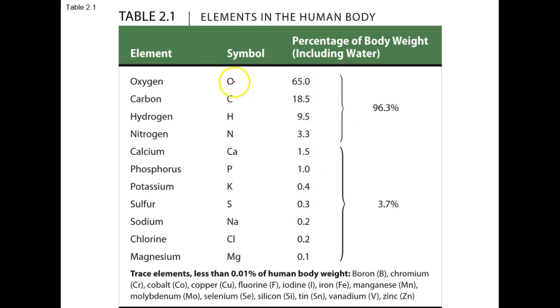So here are those 4 again: oxygen, carbon, hydrogen, and nitrogen. They make up a lot. Here's some other elements that we need in the human body that are all really, really important for survival. And then these are examples of trace elements down here.